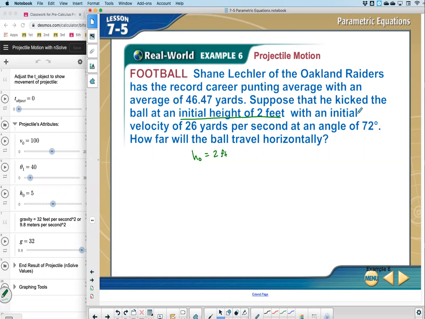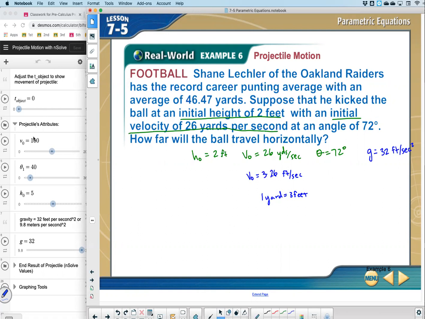With an initial velocity, v0, of 26 yards per second at an angle of 72 degrees. How far did the ball travel? Well, the key is you need to get units that are alike. So for gravity, I'm not going to use 9.8 meters per second squared. I'm going to use that gravity is 32 feet per second squared. And this 26 yards, I need to convert that, and it's actually going to be 3 times 26. Do you know why I'm saying 3 times 26? Because 1 yard equals 3 feet. And so that's the value I'm going to use here.